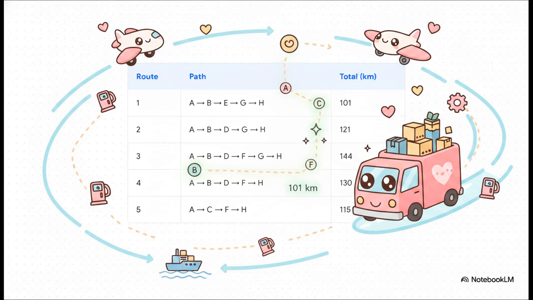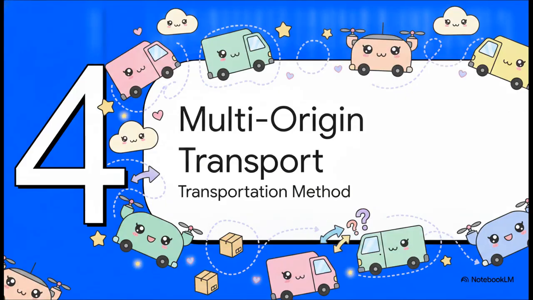It easily beats out all the other paths, which range all the way up to 144 kilometers. Simple direct comparison solves Type 1 every time. Next up, Part 4, solving multi-origin transport. This is where things get significantly more complex.